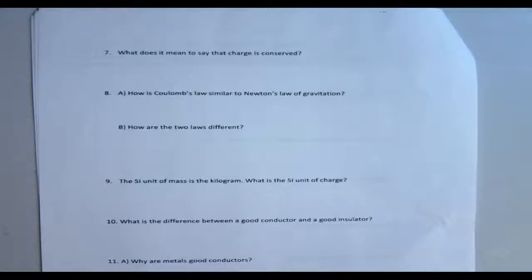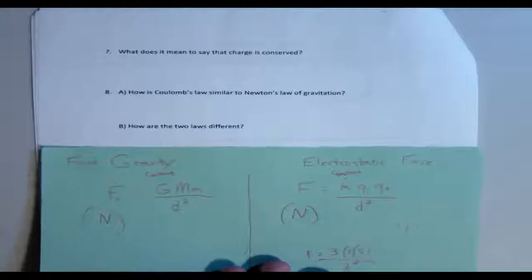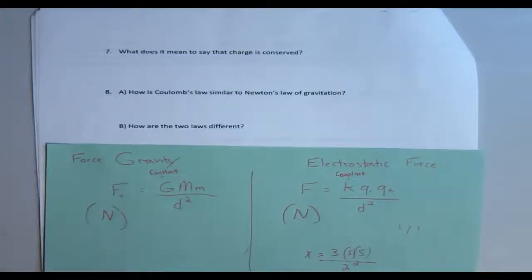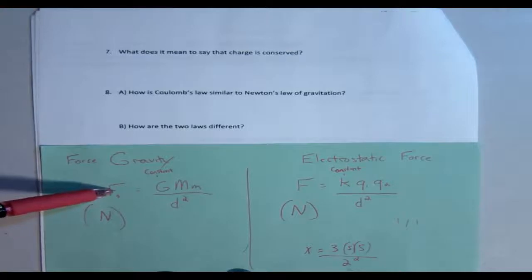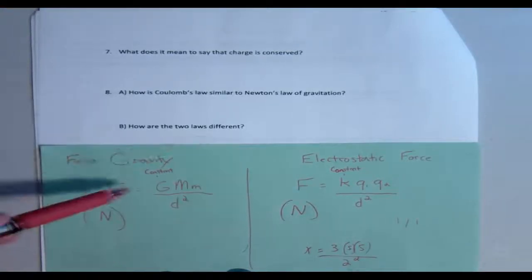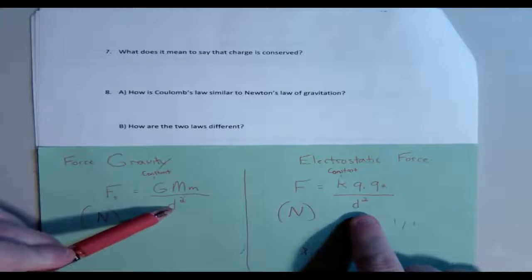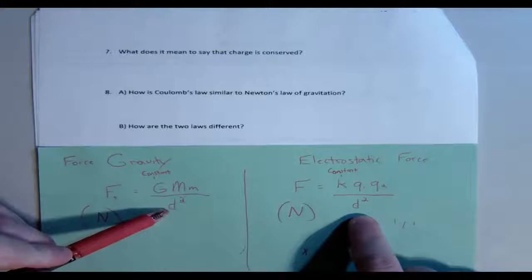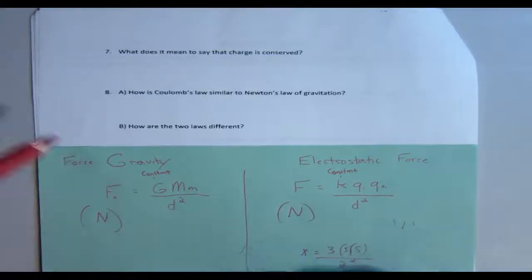Okay, so let's look at 8A. How is Coulomb's law similar to Newton's law of gravity? So let's pull that back up. These are the two laws. So how is Coulomb's law similar to Newton's law of gravity? Well, both forces are inversely proportional to the distance squared, so that's how they're similar. So notice that this is the force of gravity, this is the electrostatic force. They are inversely proportional to the distance squared, meaning if you increase the distance, the force will drop considerably, right?